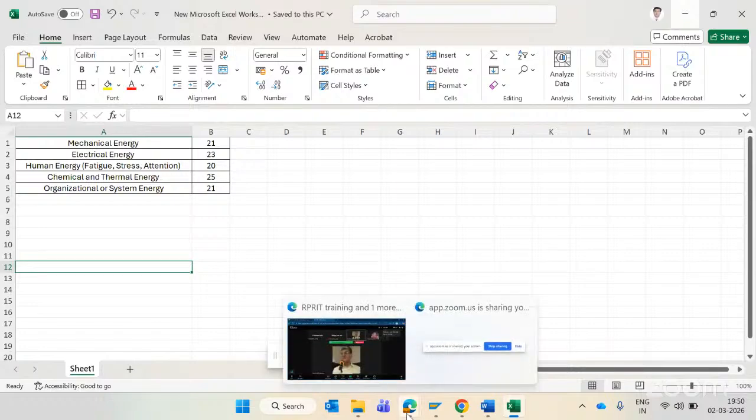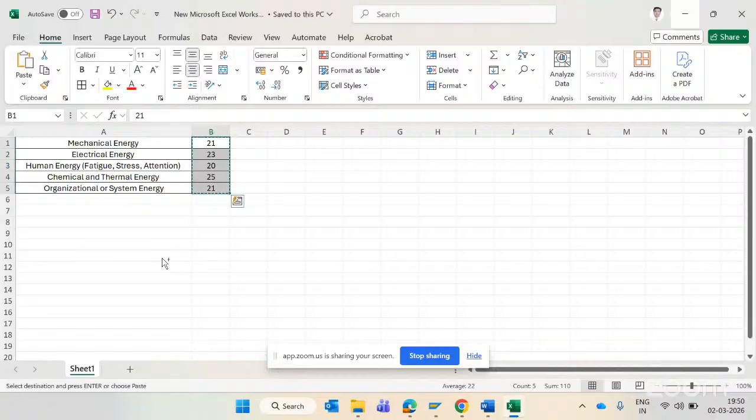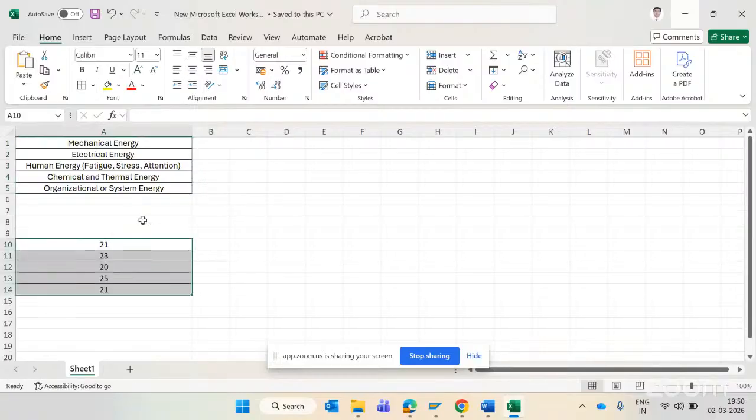No, the energies will be in column. So first one will be the mechanical energy, second one will be the electrical energy.